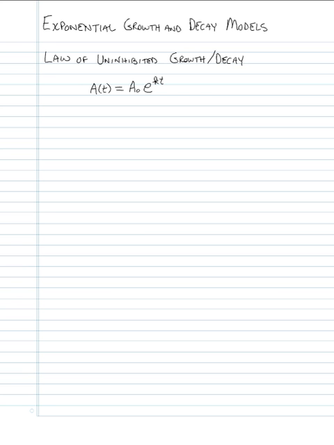This is a discussion about exponential growth and decay models, and we start out with the law of uninhibited growth or decay. That's the slash. You're either having growth or you're having decay. And so what we see is a model function.